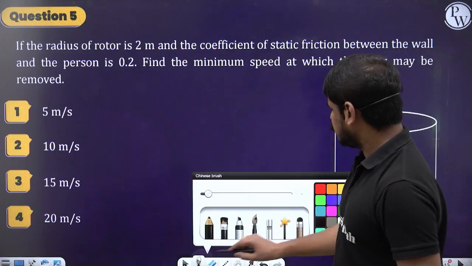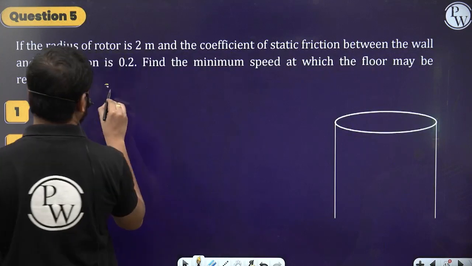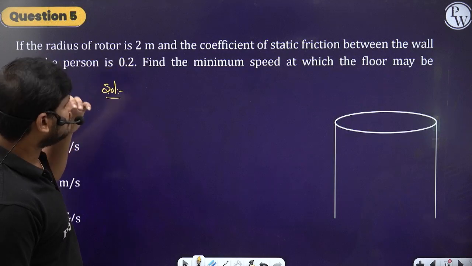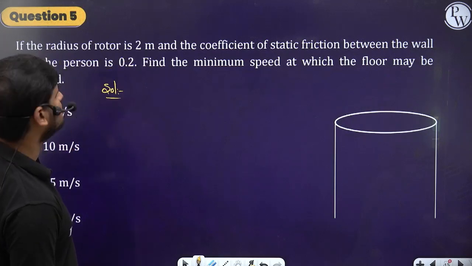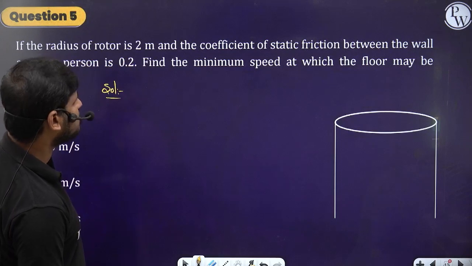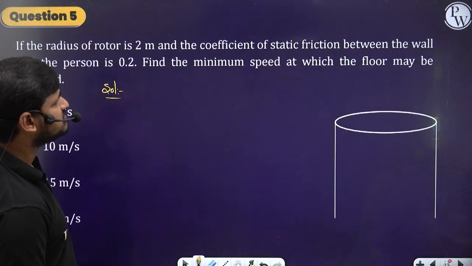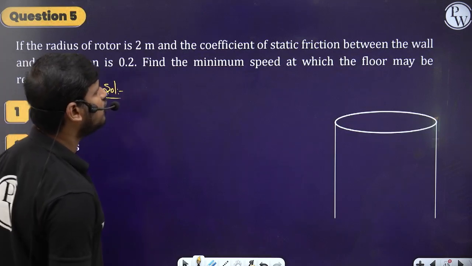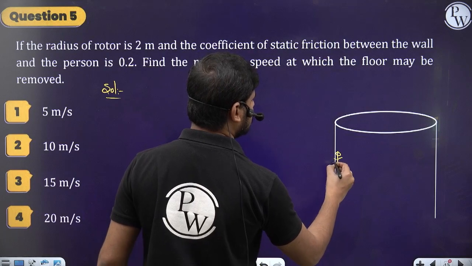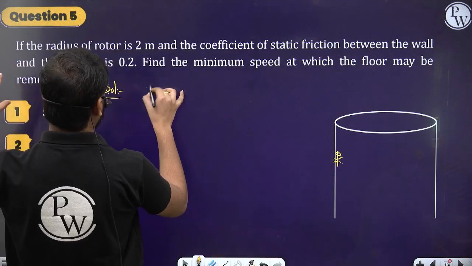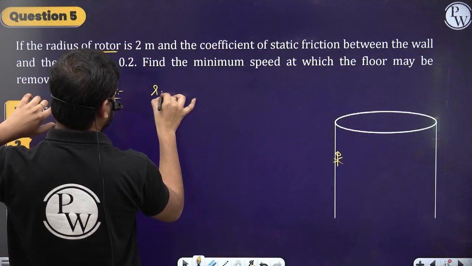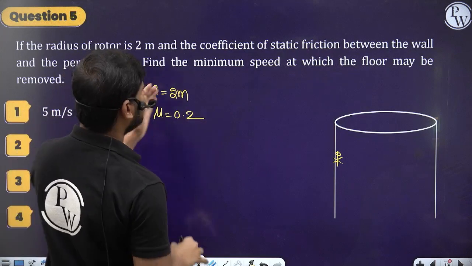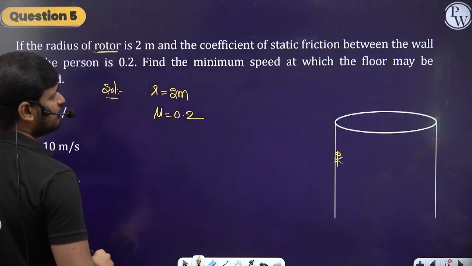So let's see a simple question, guys. The question number 5, what does the question say? If the radius of the rotor is 2 meters, and the coefficient of static friction between the wall and the person is 0.2, find the minimum speed at which the floor may be removed. So here is a person. The radius of the rotor, here this is mentioned as rotor, is 2 meters and the coefficient of friction is given 0.2. Then find the minimum speed with which the floor may be removed.